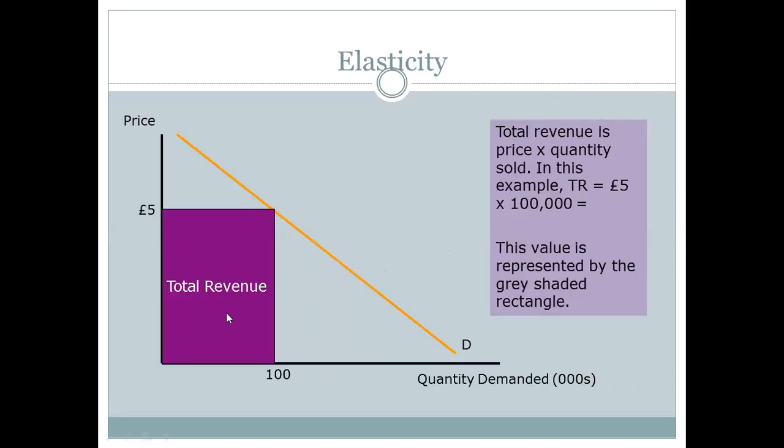Here, total revenue is calculated like this formula. Price is multiplied by the quantity sold. In this example, total revenue is equal to £5 multiplied by 100,000. And it's equal to 500,000 pounds, right? And this value is represented by the gray shaded rectangle here.